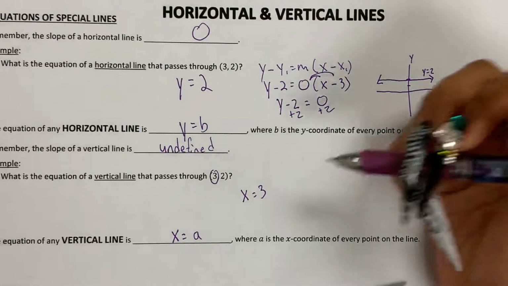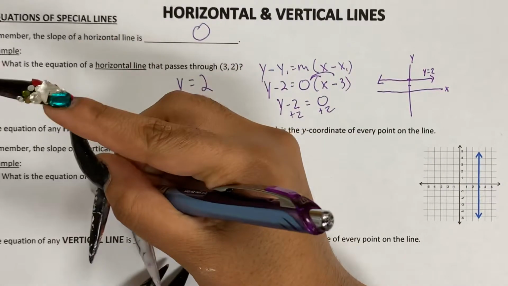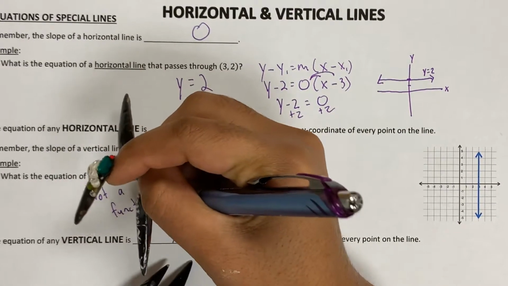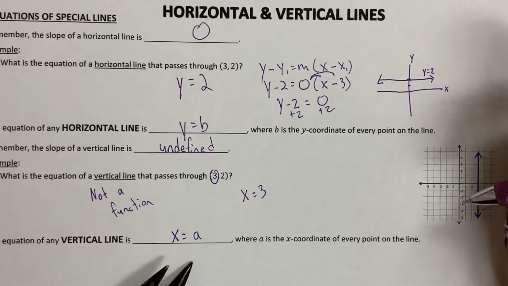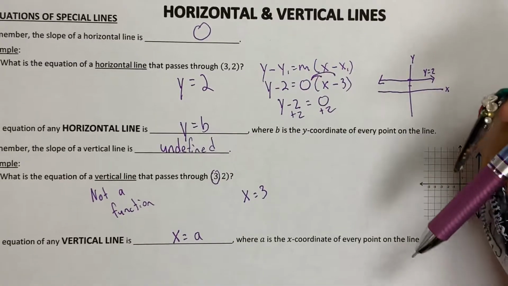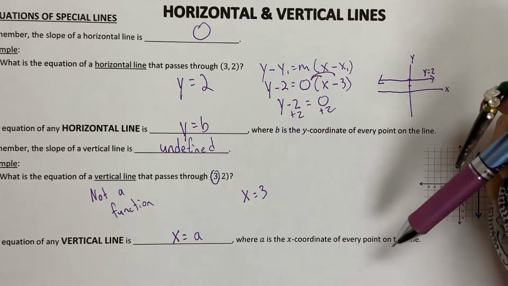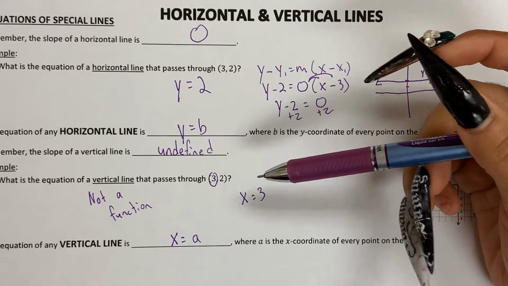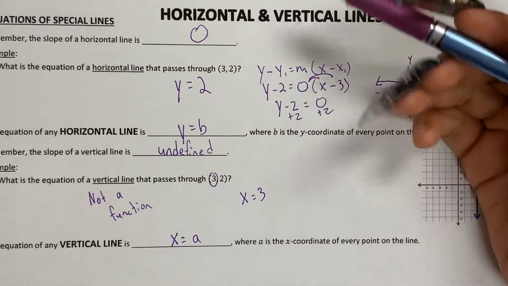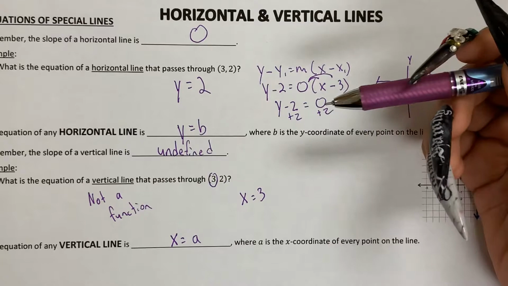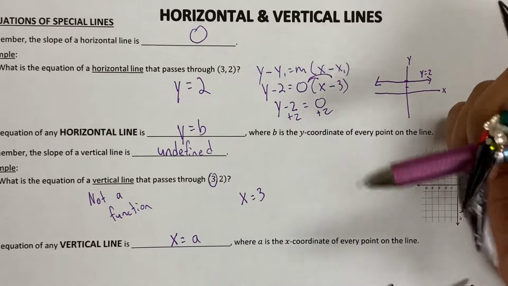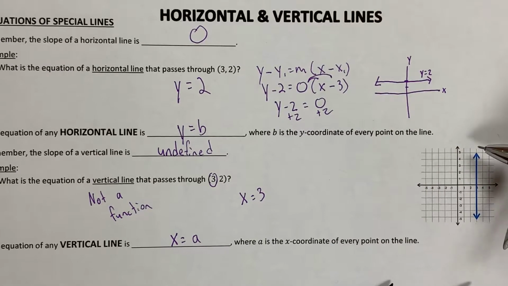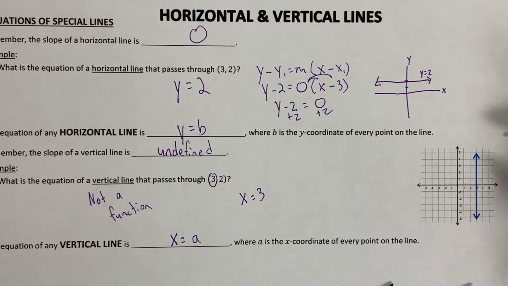So remember, vertical lines are not a function. So it is not going to pass the vertical line test because it's not a function. So it's not going to start with y, it's going to start with x. Every linear equation is always y equal, but this one, it's not. It's the only one that's x equal. So vertical lines are not a function.